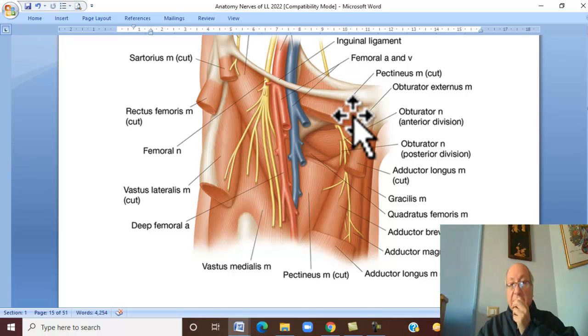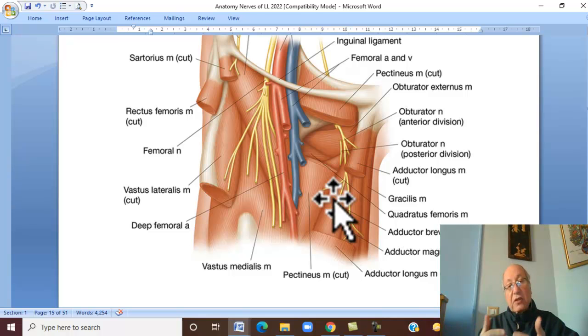Concentrate on this picture. Here we cut this muscle, which is pectineus, and we cut this muscle, which is adductor longus, to see the anterior division of the obturator. And this muscle is the second layer, which is adductor brevis. Therefore, the anterior division of the obturator passes between the first layer of adductors, pectineus and adductor longus, which are cut here, and posteriorly it is related to adductor brevis.